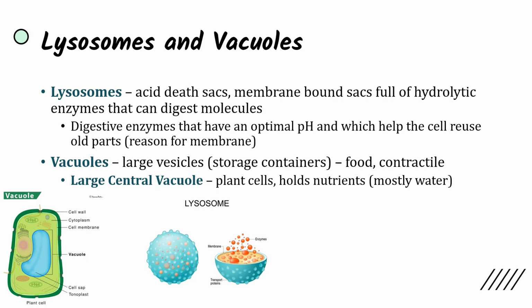So we also have a few other organelles that we need to take a look at. First of all, lysosomes. And lysosomes are what I like to call acid death sacs. They are membrane-bound sacs. Again, all organelles are membrane-bound, and they're full of hydrolytic enzymes that can digest molecules. So essentially, their goal is to get rid of broken components of the cell, or components of the cell that are no longer being used or are old. So they're like the recycling machine of the cell.